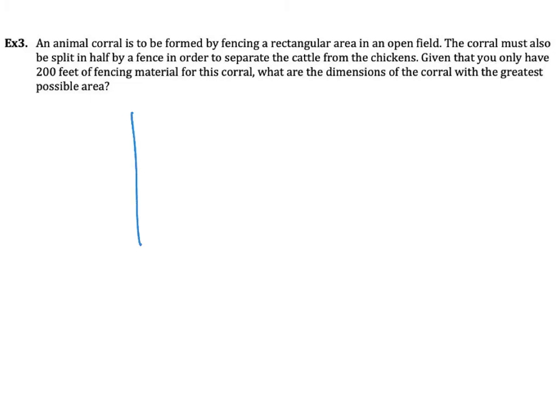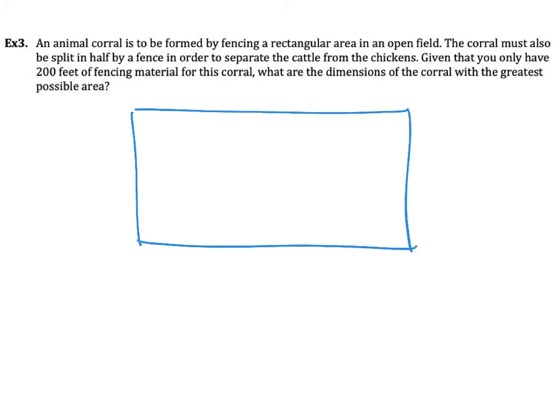field. So I know I'm going to have a rectangular area in an open field. The corral must also be split in half by a fence in order to separate the cattle from the chickens. So we have cattle on one side and we have chickens on the other. Given that you only have 200 feet of fencing material for the corral, what are the dimensions of the corral with the greatest possible area? So I want to maximize the area.